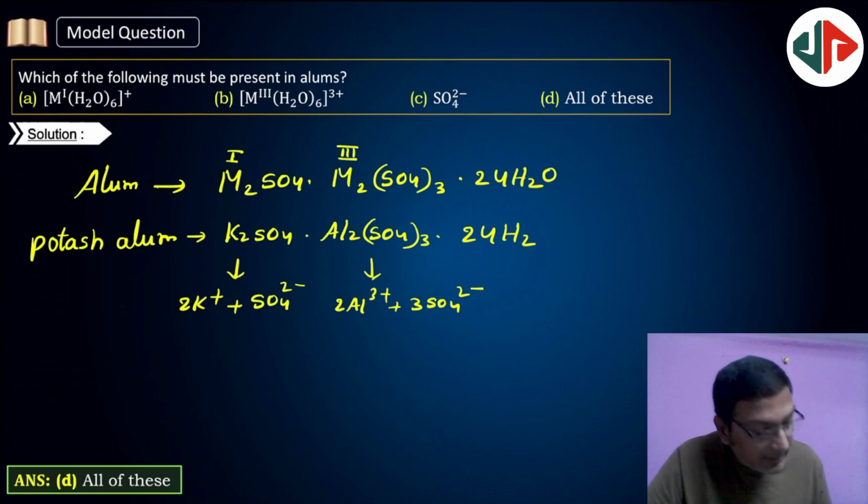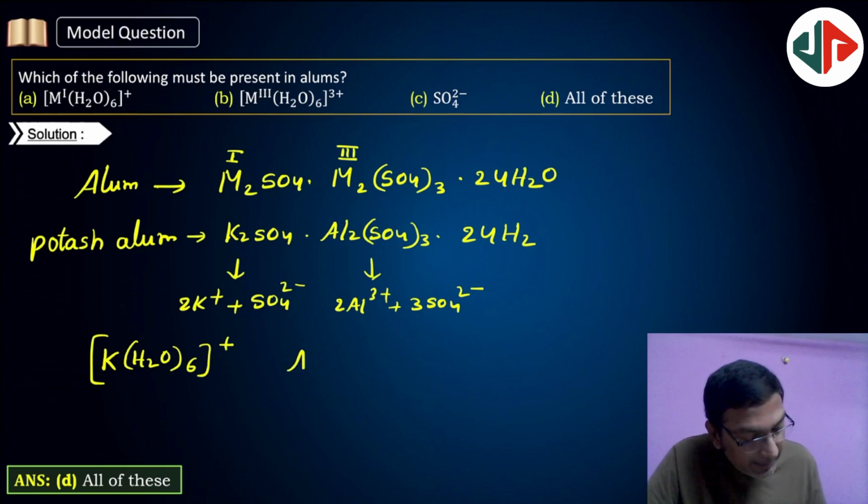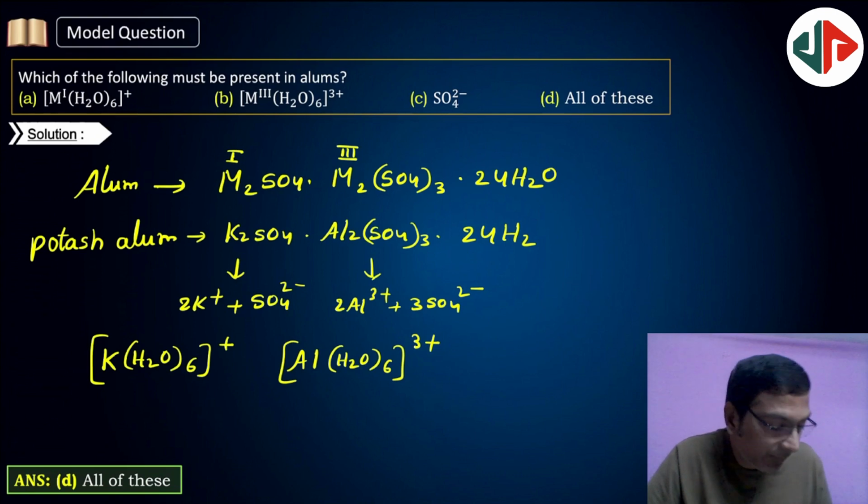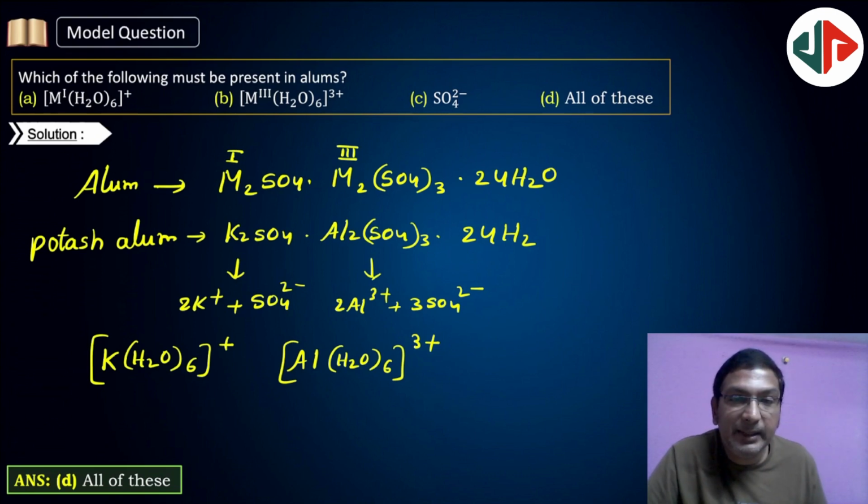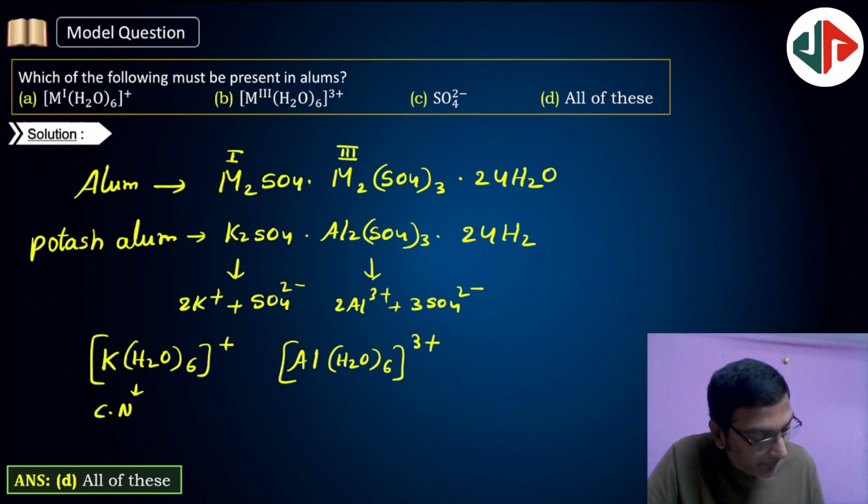Next, K, that is M here, coordinates with 6 water molecules and similarly Al also: [M(H2O)6]3+. Each ion coordinates with 6 water molecules. Coordination number 6. Here also coordination number 6.